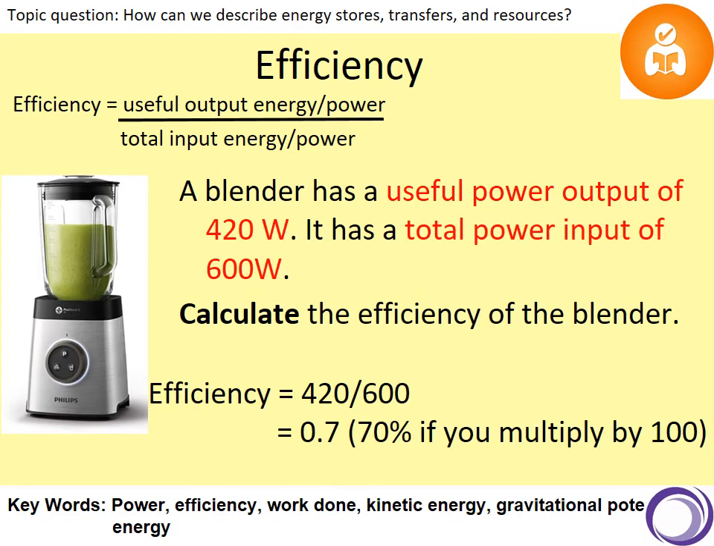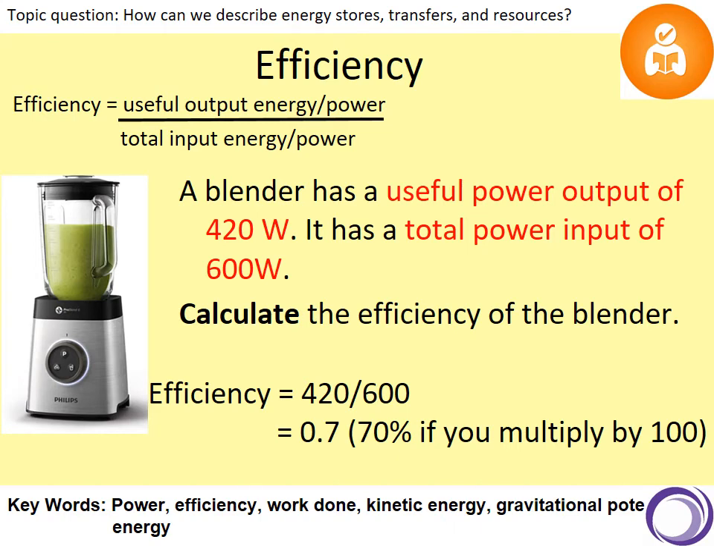So hopefully you have pointed out that the useful power output was 420 watts and the total power input was 600 watts. So for your calculation you should have done 420 divided by 600. You should have got an answer of 0.7. If you got an answer greater than 1, then you have put your numbers the wrong way round. For efficiency, if you're keeping it as a decimal, you cannot have an answer greater than 1. So just be careful with that.